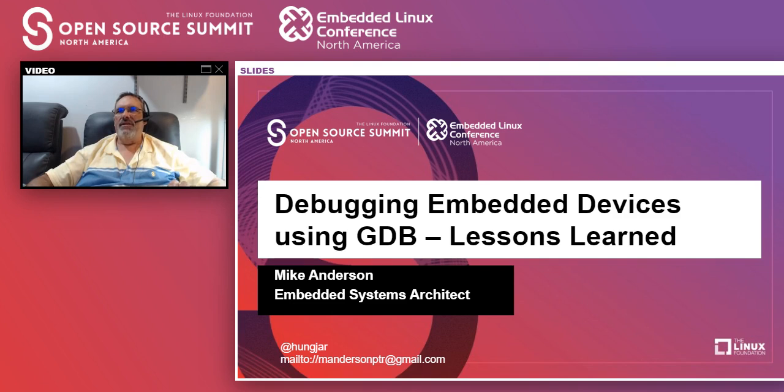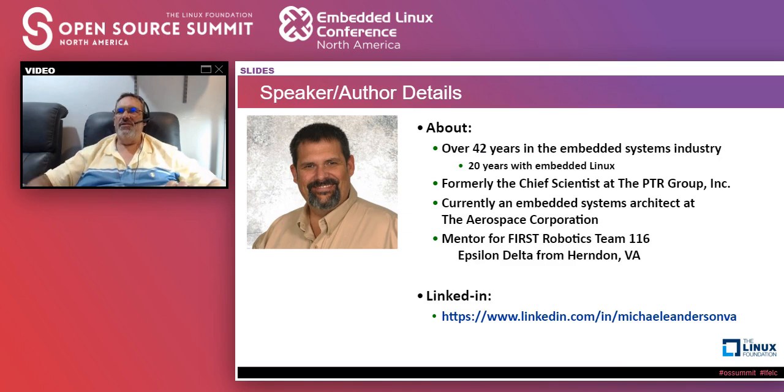This is me, Mike Anderson. You can use my mail there, MikeAndersonPTR@gmail.com. At the time I wrote these charts, I was unemployed, actually between jobs. I just started a new job last week with the Aerospace Corporation. I've been in the industry for about 42 years, 20 or so of those with embedded Linux. I used to be chief scientist of the PTR group, and many of you who have been in my presentations in the past probably know me from that role. I'm now an embedded systems architect at the Aerospace Corporation, and I continue to be a mentor for First Robotics Team 116, Epsilon Delta, out of Herndon, Virginia.